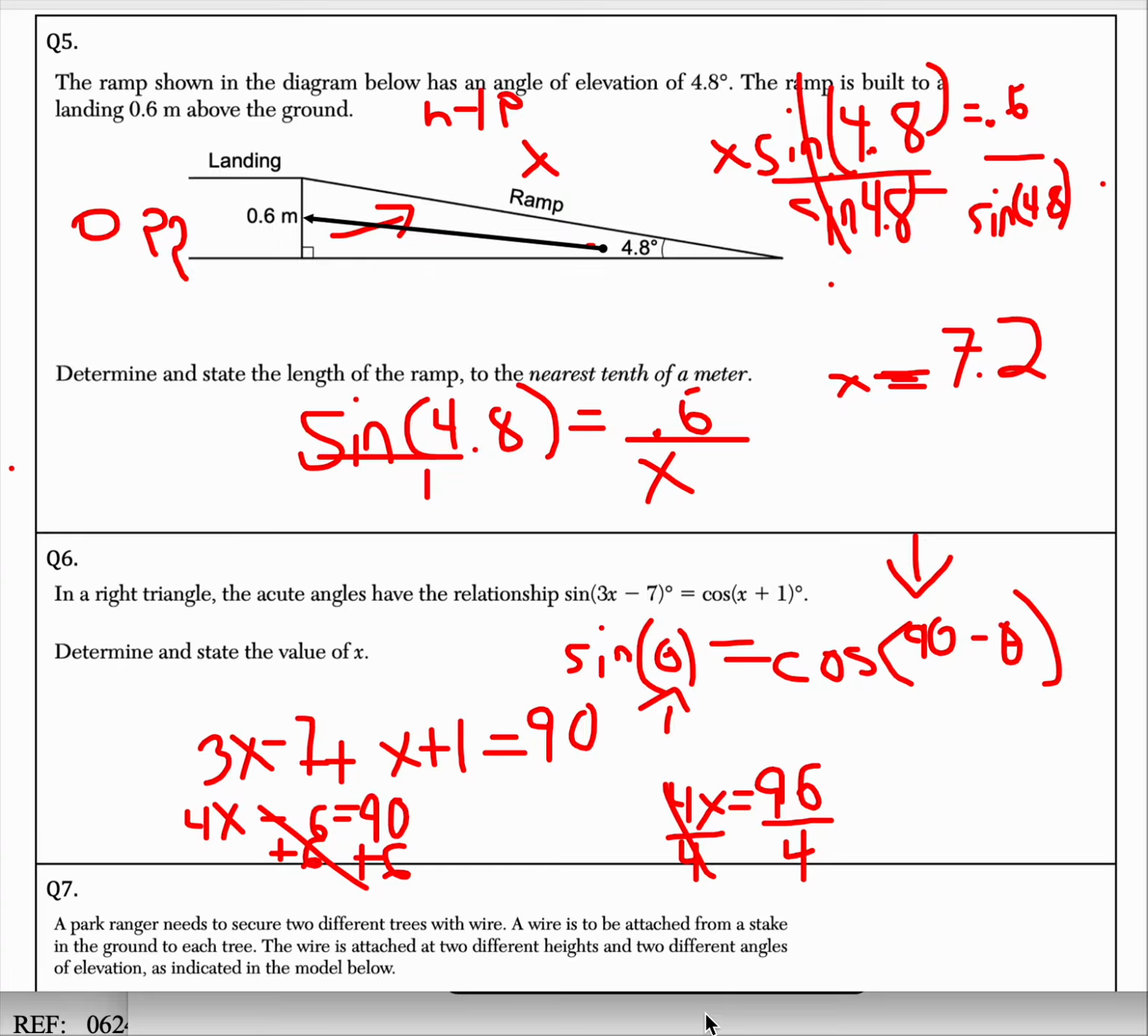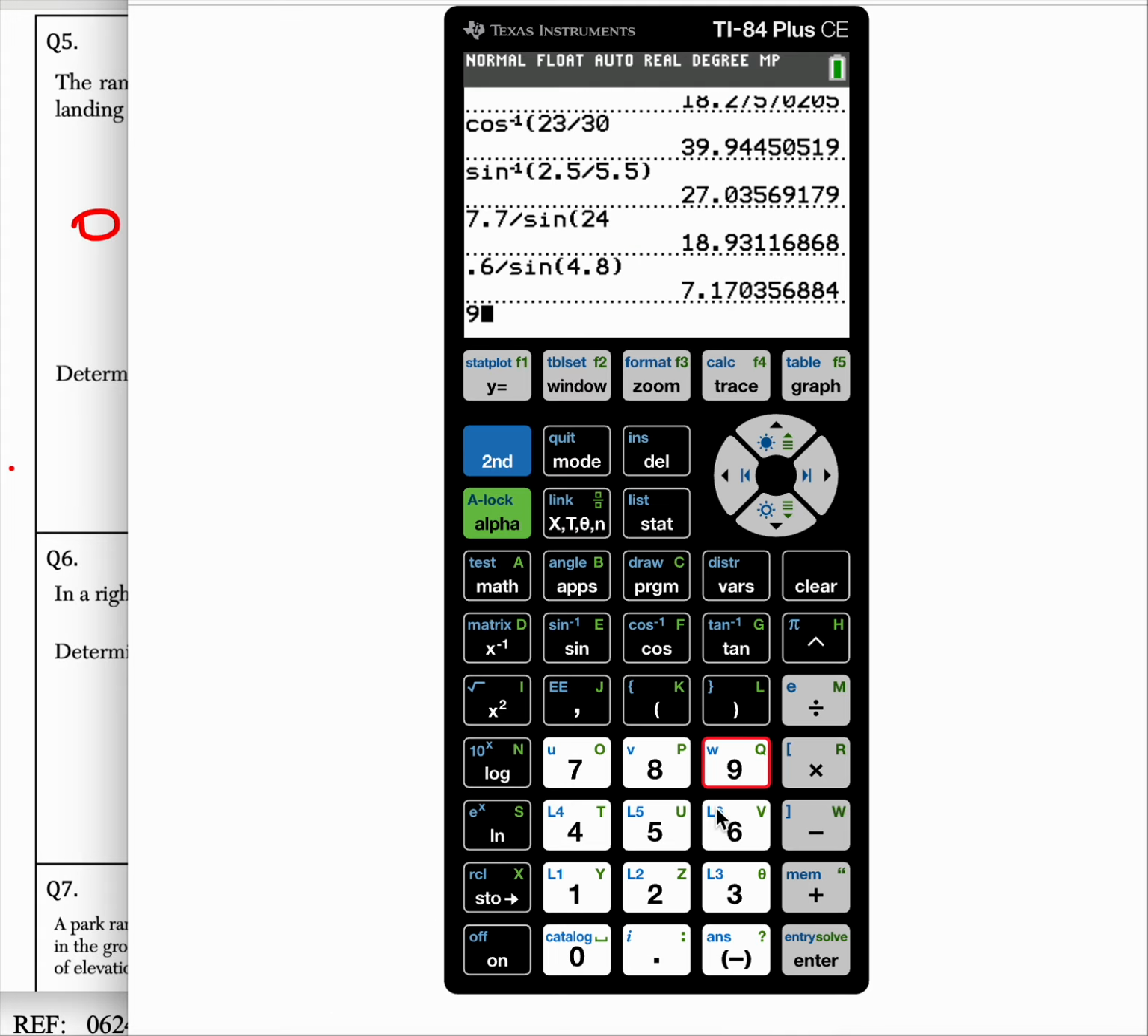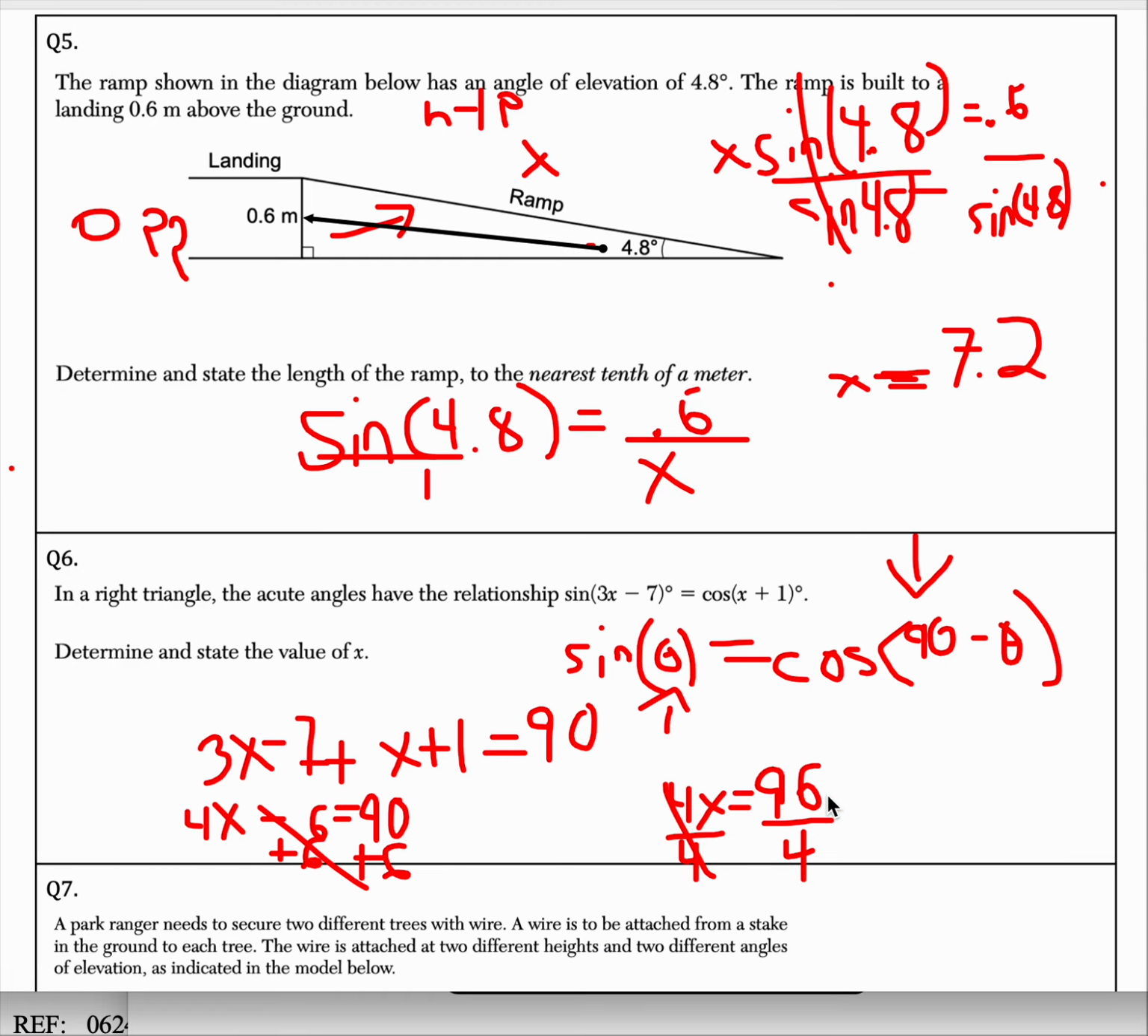Okay, the 4 goes away, and I'm just going to do 96 divided by 4. And that equals 24. So x equals 24. Okay.